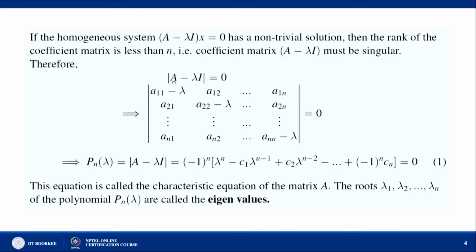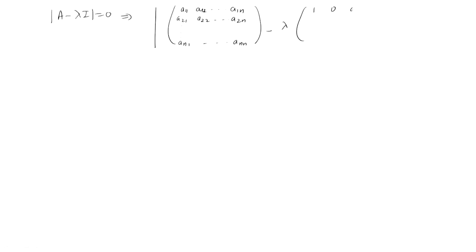So, now if we visualize the determinant of A minus lambda I equal to 0, that means this determinant is equal to 0. Okay. You see, if we take the determinant of A minus lambda I equal to 0, it implies the determinant of A, where you take this matrix with entries a11, a12 up to an1, ann as A, minus lambda times I, the identity matrix.